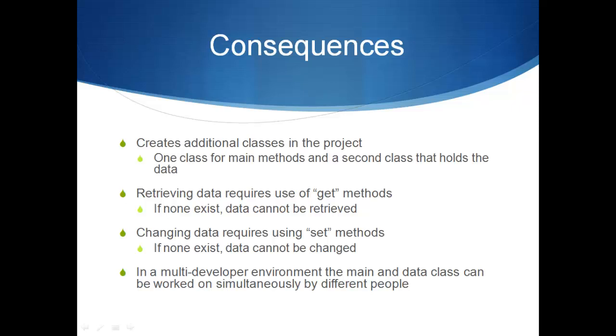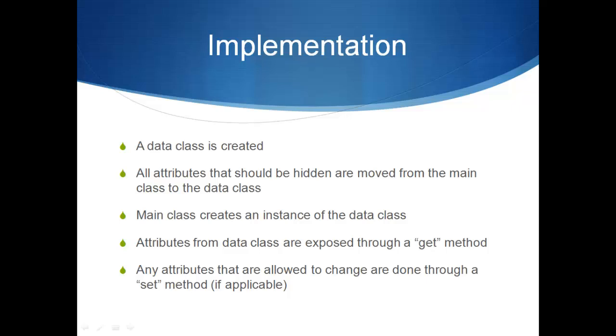So if no get or set method exists, then that data cannot be retrieved or changed. So this allows a developer to put in place what he wants to happen. If he doesn't want anybody to change a variable, then he simply does not create a set method in the data class. And then also, as a result of implementing this pattern, if people are working in a multi-developer environment, then the main class and the data class can both be worked on simultaneously by different people because they're two separate modules. So how is this going to be implemented? Now, we mentioned we're going to take one class and turn it into two. So before, where you had your main class that had everything, you're going to take this and break it out, and you're going to create a data class.